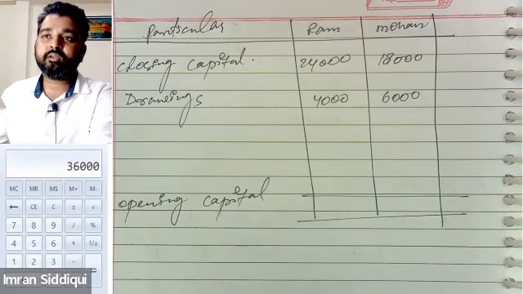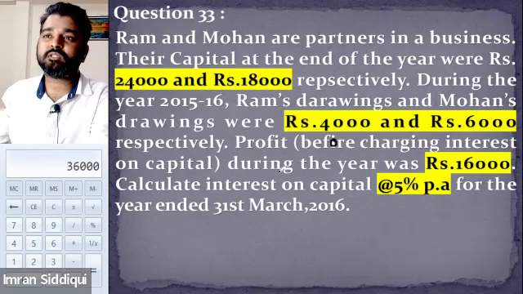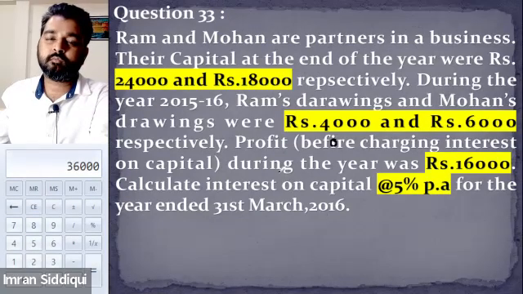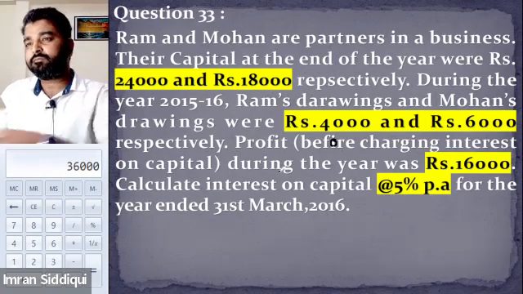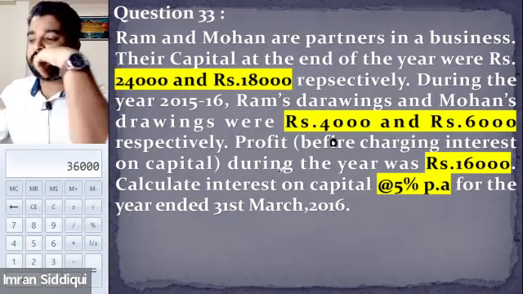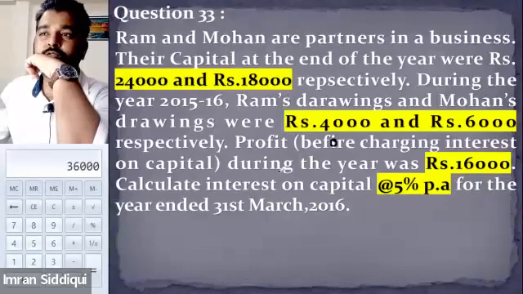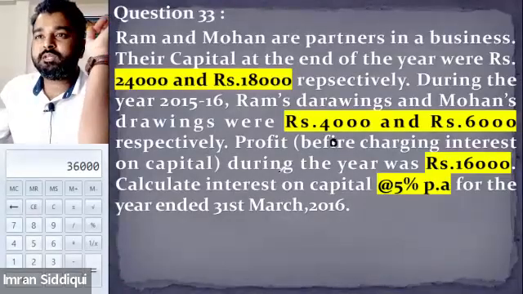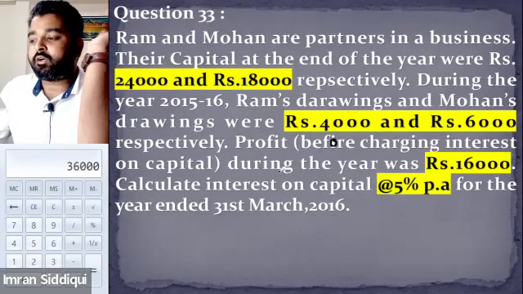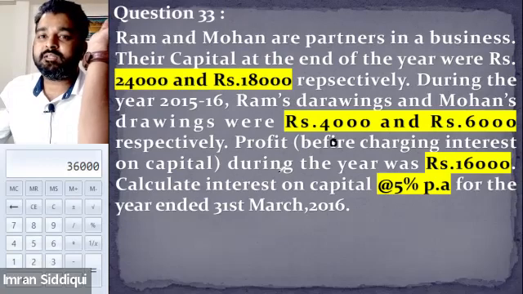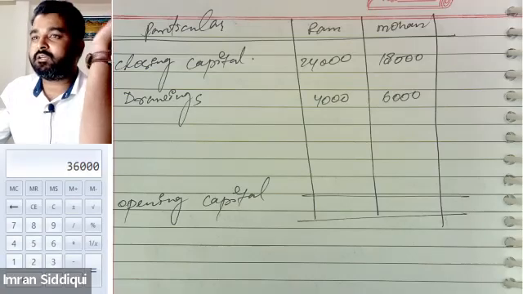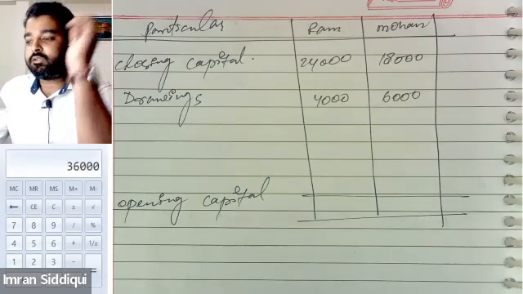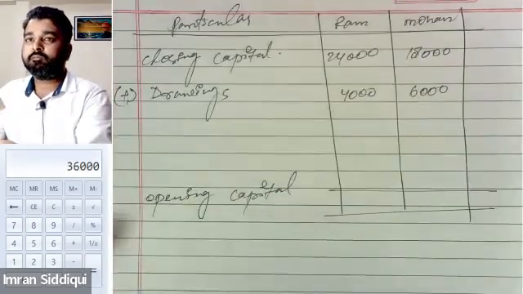And the question is also telling you at the very end, in the second last line, that the profit during the year is 16,000. So tell me, does closing capital contain the amount of profit or not? Does closing capital contain the profit element or not? The answer is yes. Closing capital balance contains the profit element also. But the opening capital does not contain the profit element.